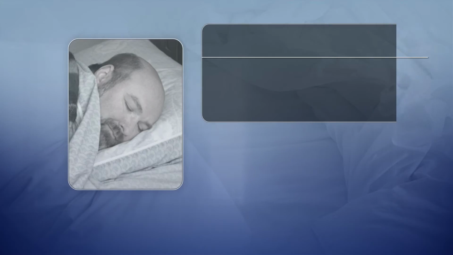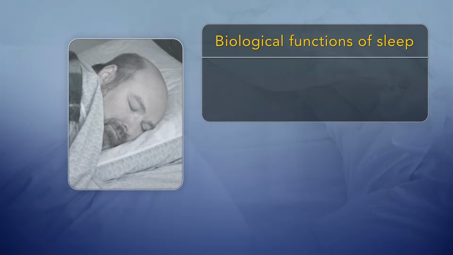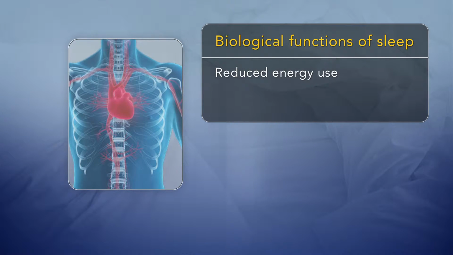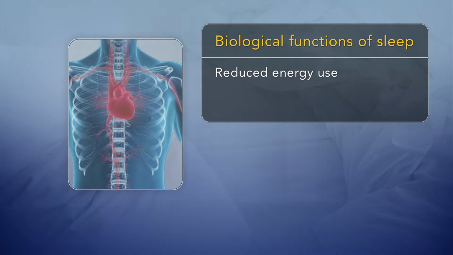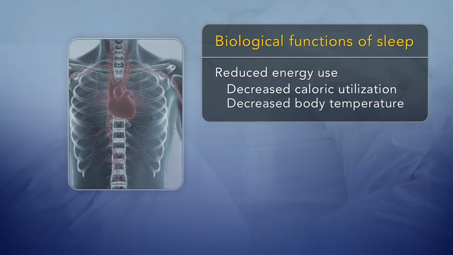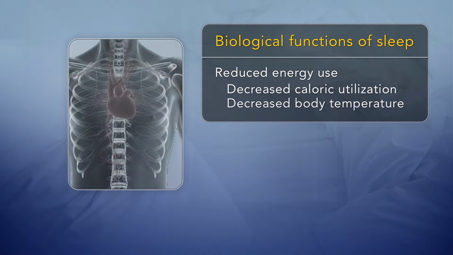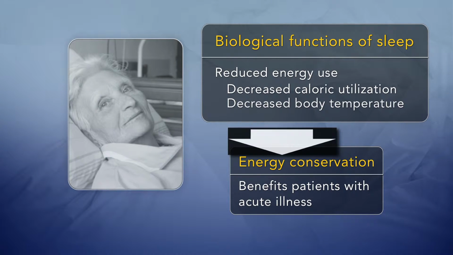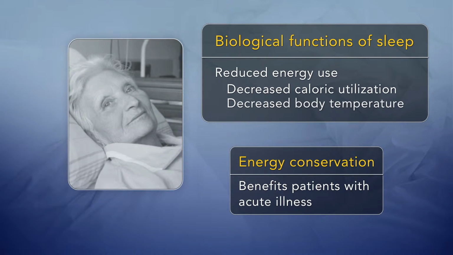Let's start by reviewing the importance of sleep and the scope of sleep problems among inpatients. Sleep has many important biological functions. Research has shown that energy use by the body is reduced during sleep. For example, both caloric utilization and body temperature decrease during sleep as compared to wakefulness. As you can imagine, energy conservation may be of increased benefit among hospitalized patients with acute illnesses.